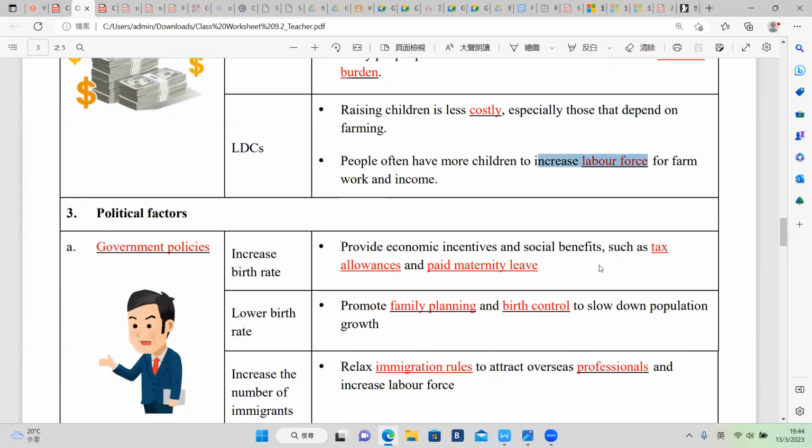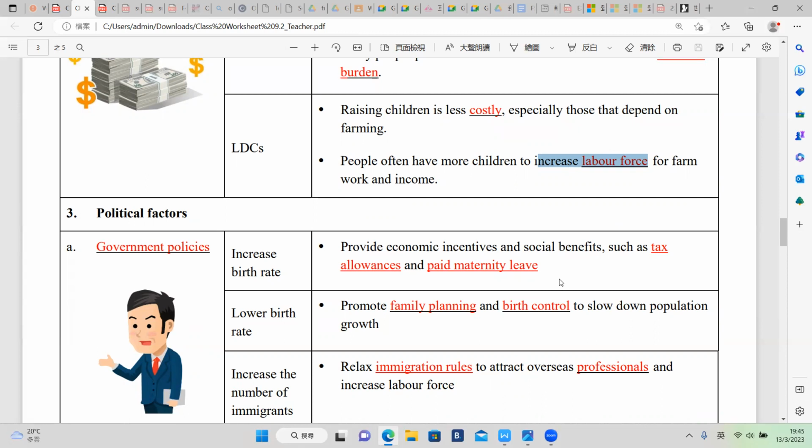How about the government policy? MDC may have more social benefits if you give birth to a child, for example, the tax allowance and also paid maternity leave, which is 產假. Just like, maybe you have found some teachers going on maternity leave for 10 weeks, and you miss her. They still get paid all the way. This is the paid maternity leave.